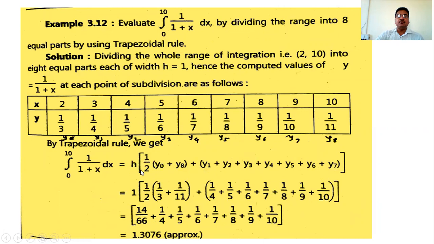So what is the formula? h by 2 times y0 plus y8, plus 2 times the sum of the remaining values. What are the remaining values? y1, y2, y3, y4, y5, y6, y7, and substitute the values. We get the answer 1.3076. Obviously all these answers are approximate. You can write approximate in brackets, or there is no need to write the word approximate.